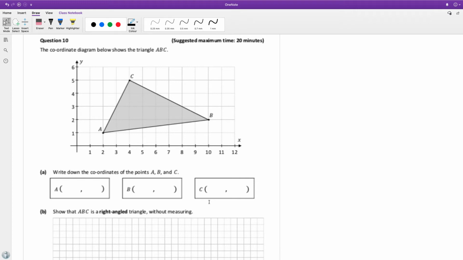Anyone know how we're going to try to show that that's 90 degrees? I think we've already covered it. Slope. Good girl. Julianne, how am I going to show that that's 90 degrees using slope? Get the slope from A to C and C to B. Off you go. Get the slope between C to A and C to B.